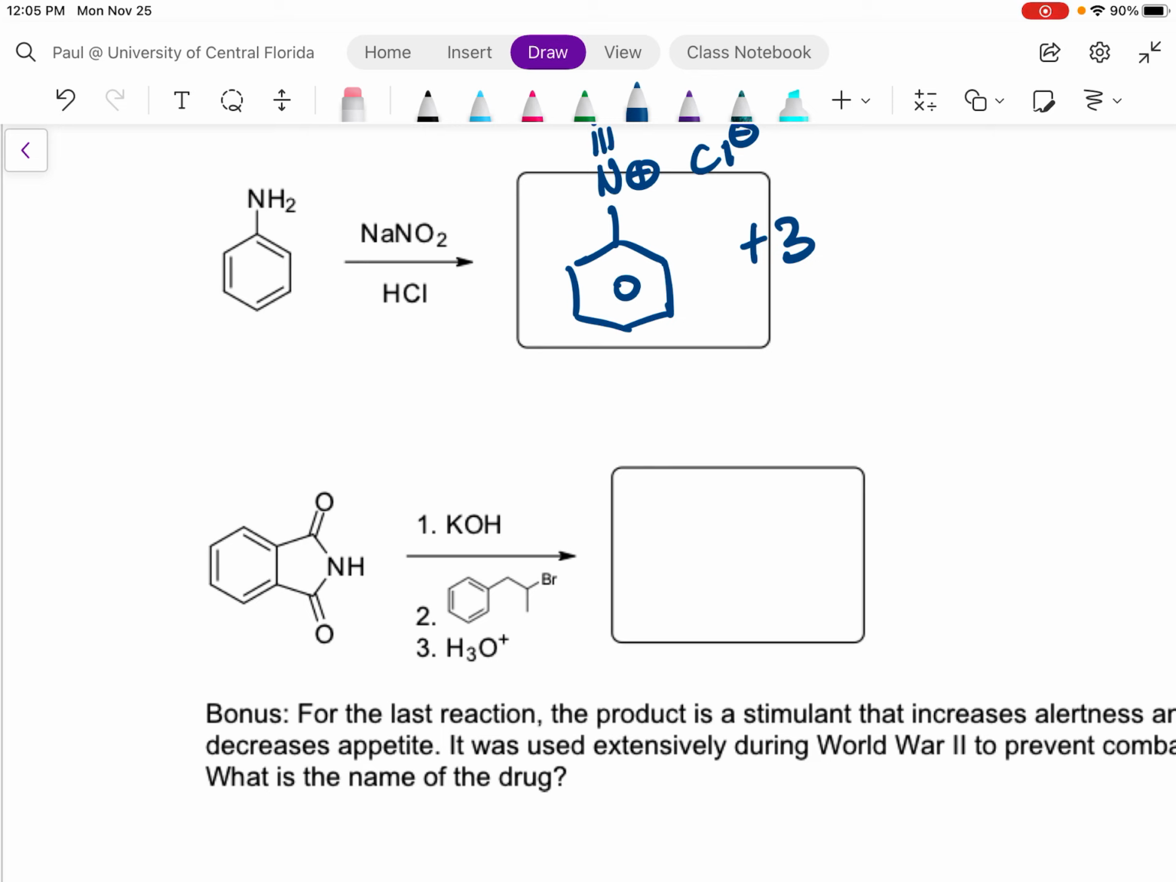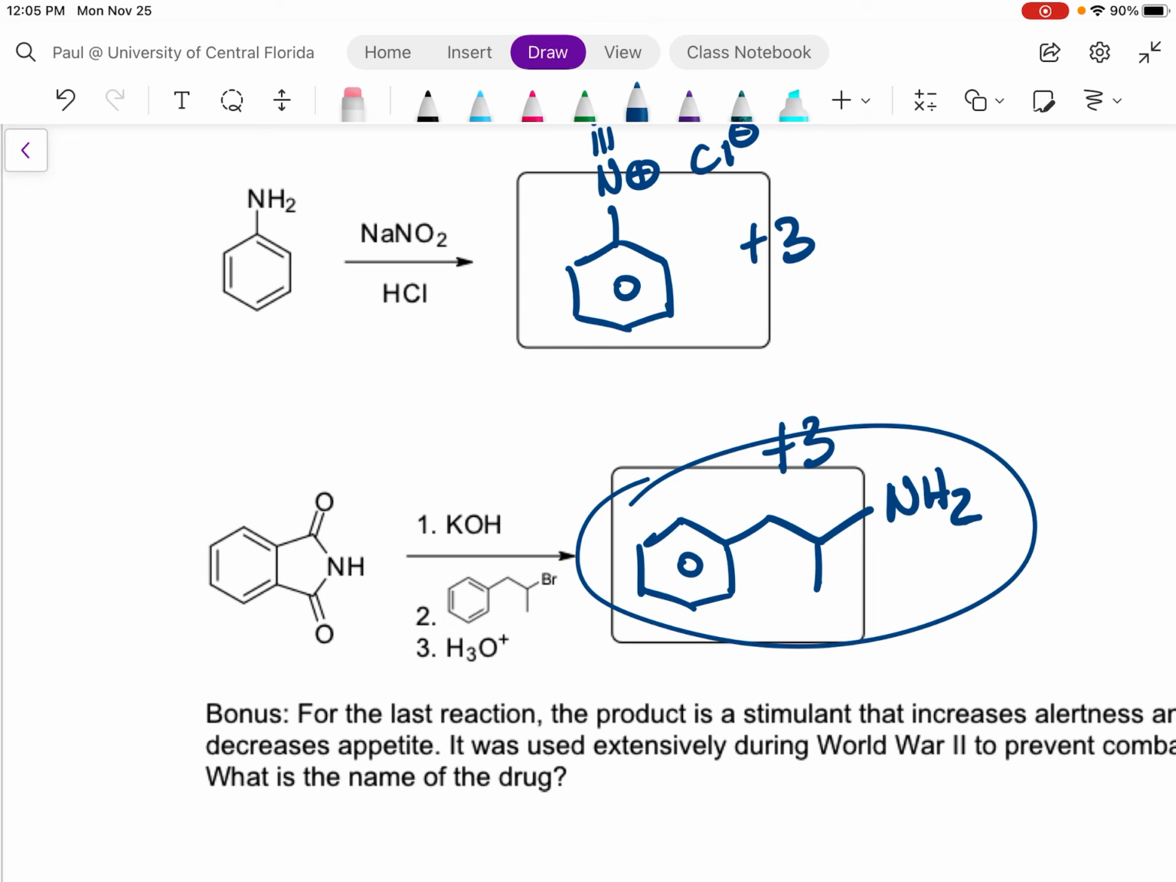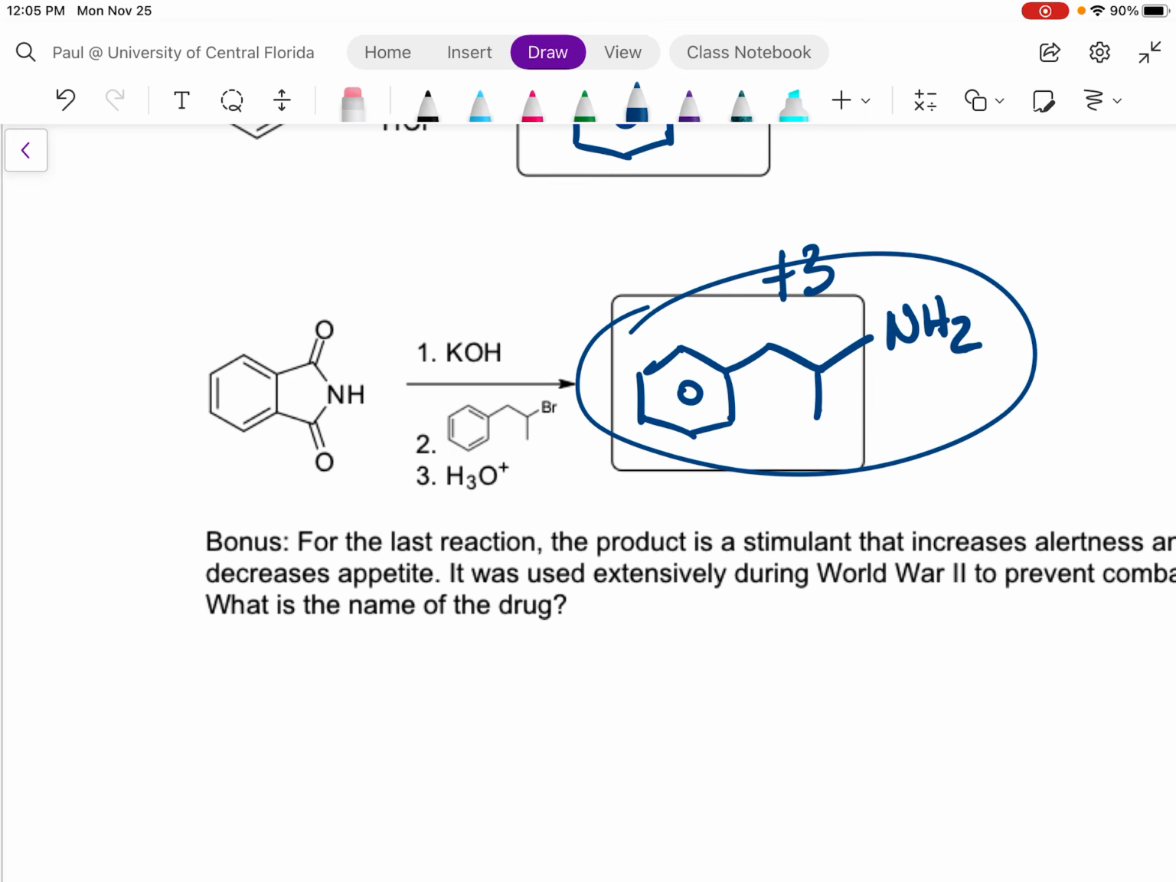Now, this reaction right here is a Gabriel amine synthesis, which is good at making our primary amines. So that's going to generate this as our major product, like that. And that would be another +3. And the name of that molecule, which is the bonus question here, would be amphetamine.